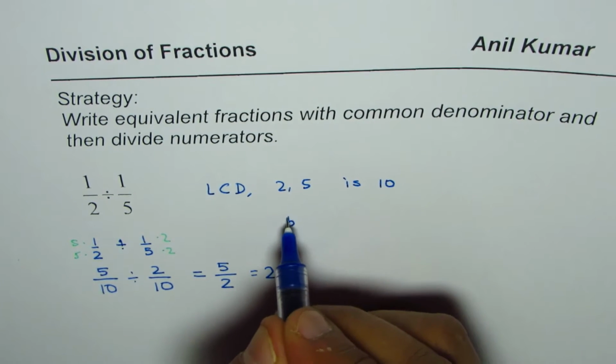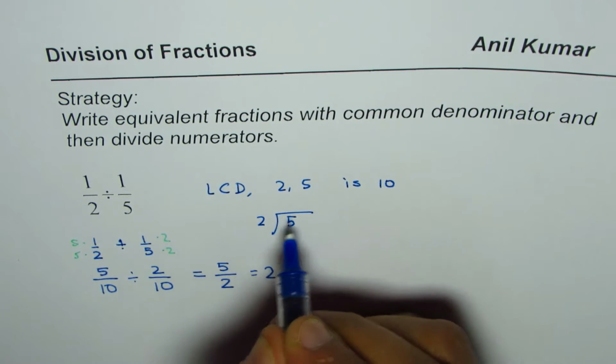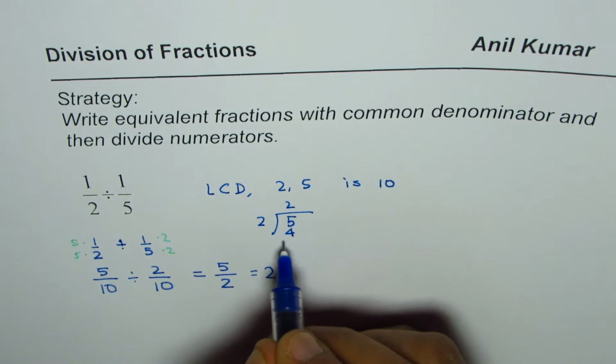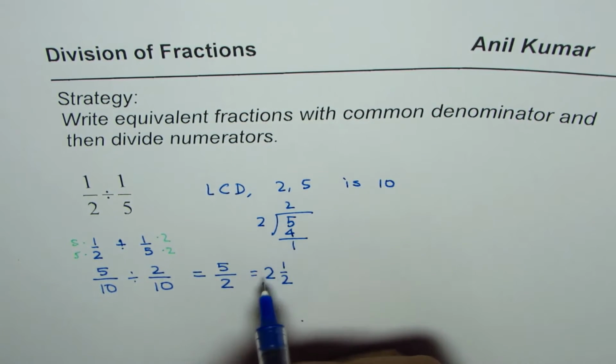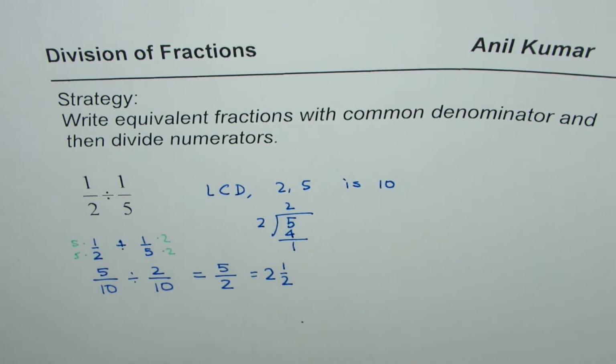So this is like 5 divided by 2. 2 times 2 is 4. The remainder is 1. So 2 wholes and 1/2. So that is the result of dividing 1/2 by 1/5.